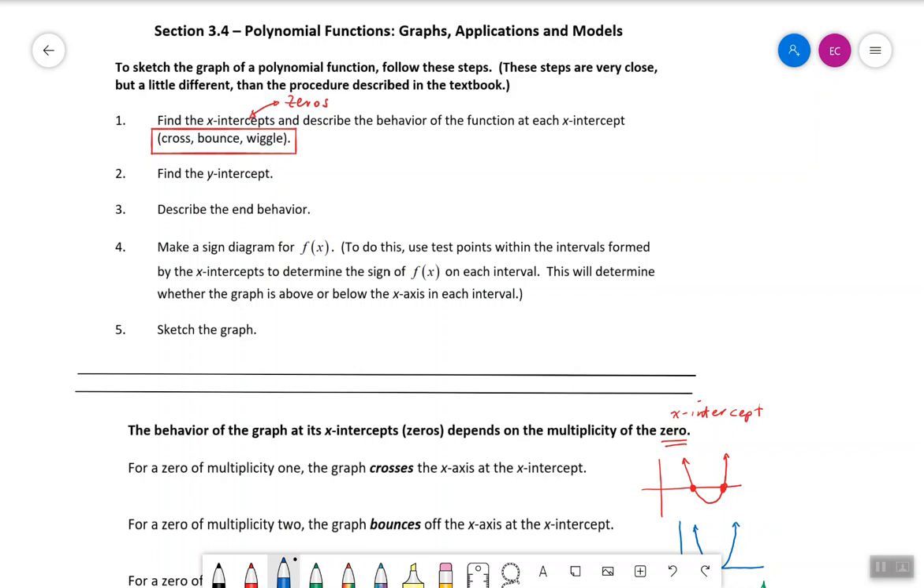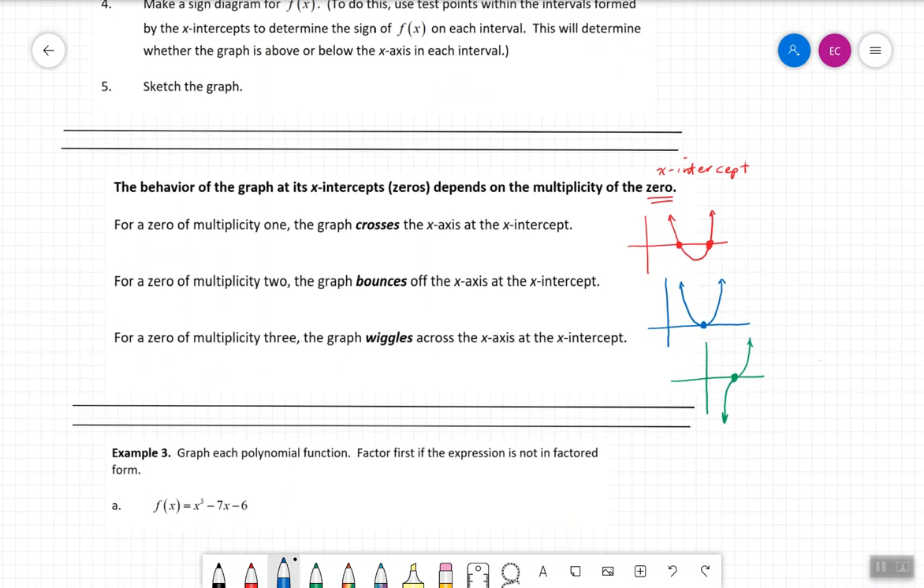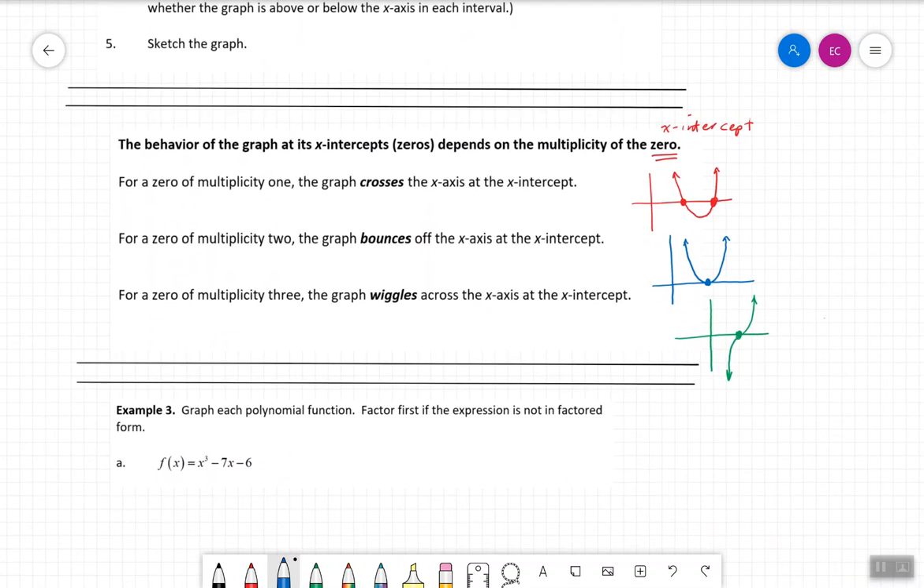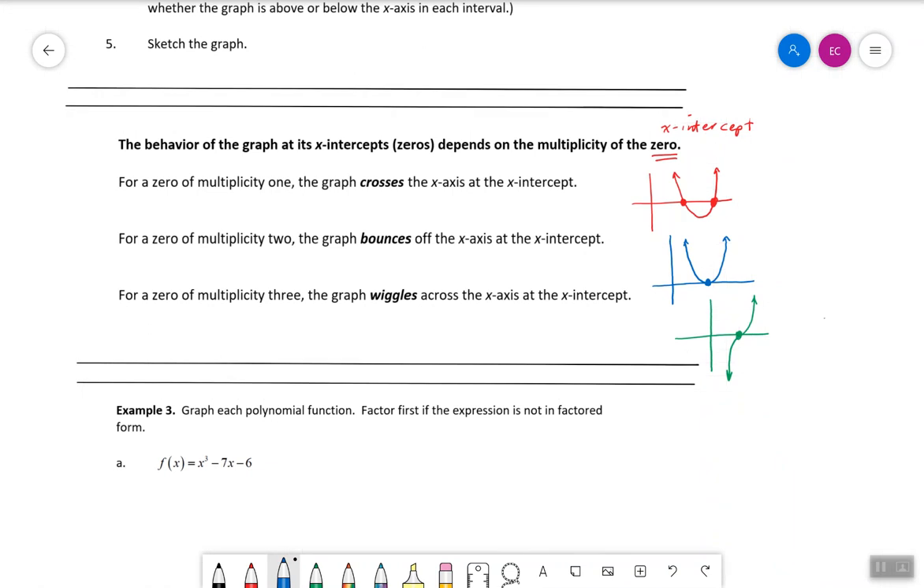The only thing that we haven't talked about yet is the behavior at the x-intercept. It could be a cross, a bounce, or a wiggle. What it is depends on the multiplicity of the zero. The most common behavior is called a cross, and I have an example drawn here in red. The graph of a polynomial is a smooth curve, and you see that smooth curve just pass through the x-intercept and continue on the other side.